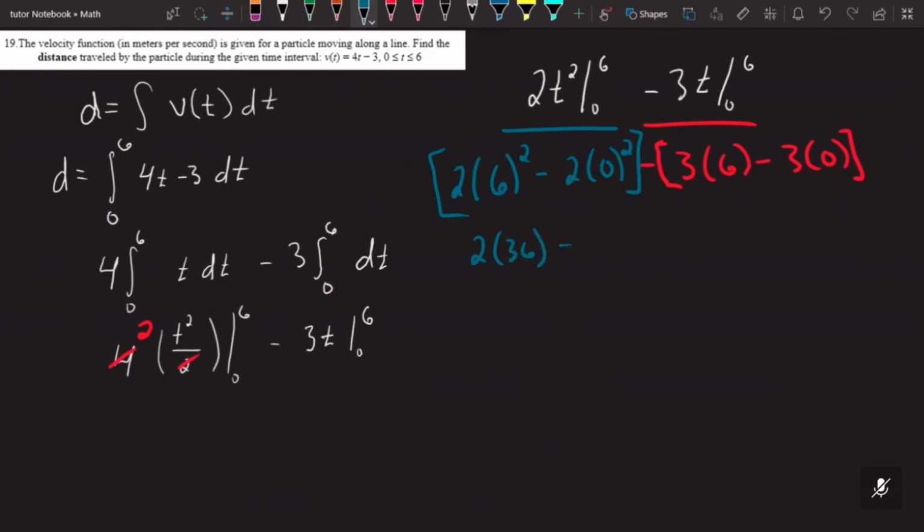So 6 squared is 36. 0 squared is 0. 2 times 36 is 72. And 3 times 6 is 18. 72 minus 18 is 54. And that is your final answer. And the units are going to be in meters.